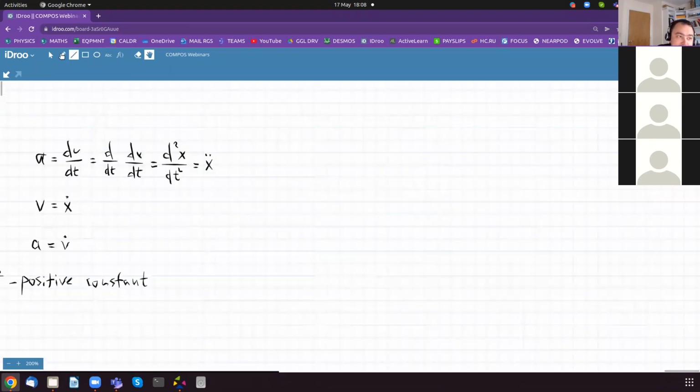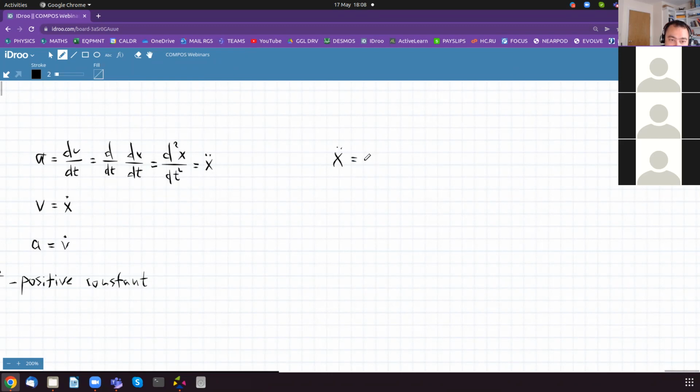Well, it's difficult to solve it. I mean, unless you are very good at second order differential equations. x double dot equals minus omega squared x. We can try to guess a solution. So the question is, what is x? Now, let's see. It says that the second derivative of x is minus a constant times x itself. What would be a good candidate for x? Which function?